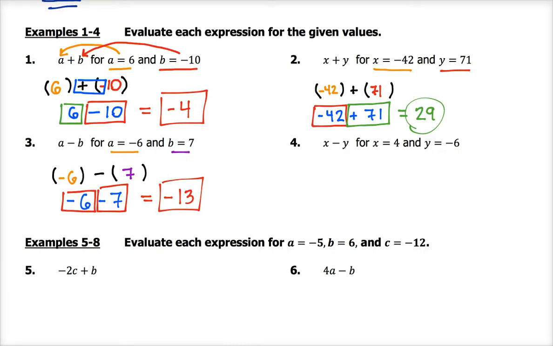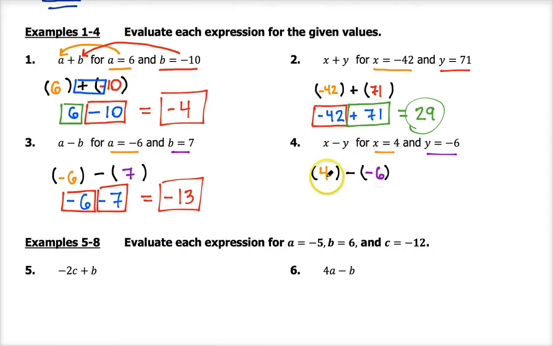Okay, number 4, x minus y. X is equal to 4 and y is equal to negative 6. Again, replace x and y with parentheses. There's subtraction in the middle. X is equal to 4, y is equal to negative 6.